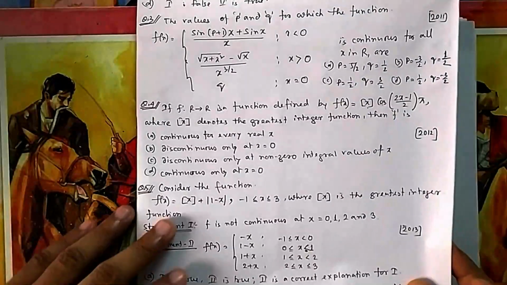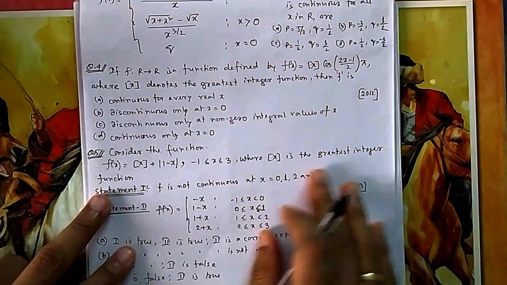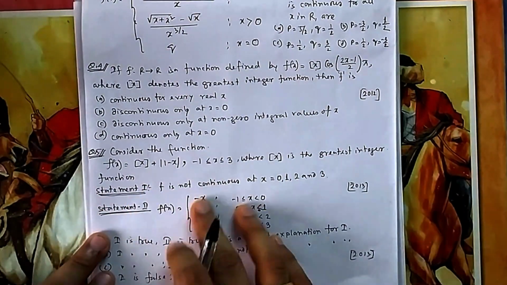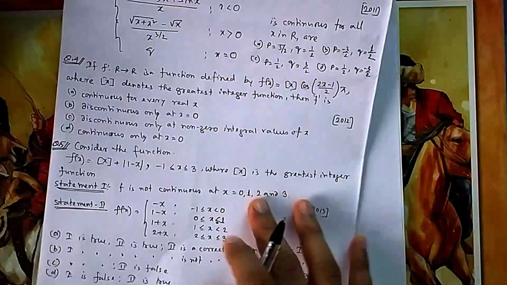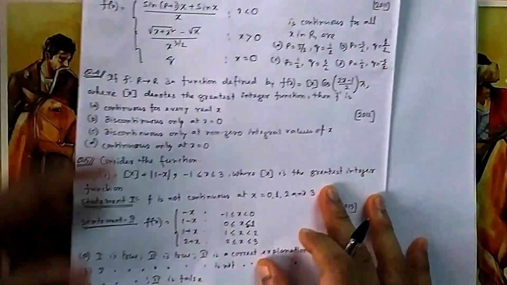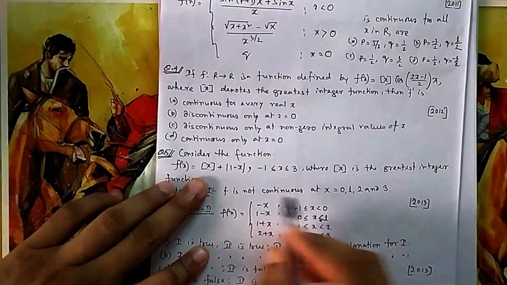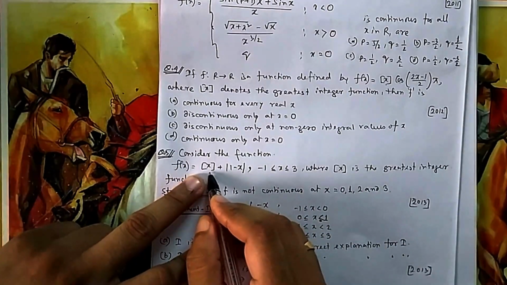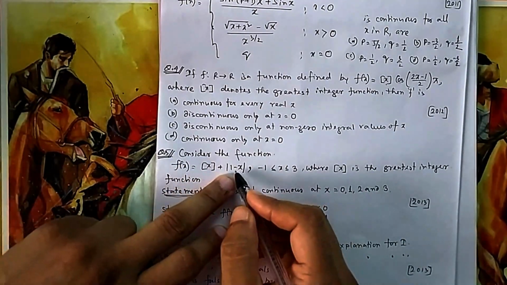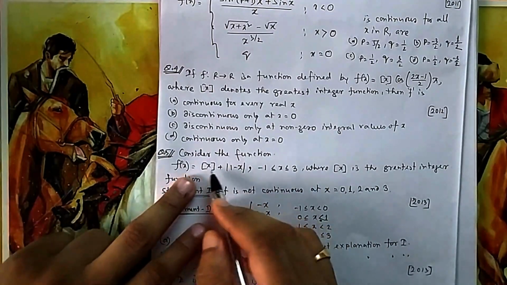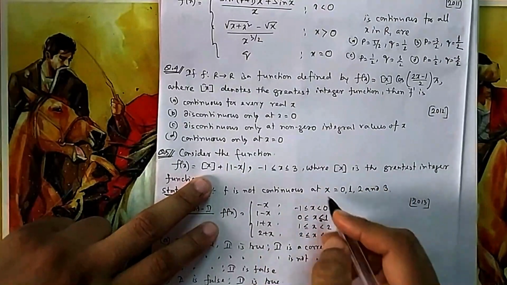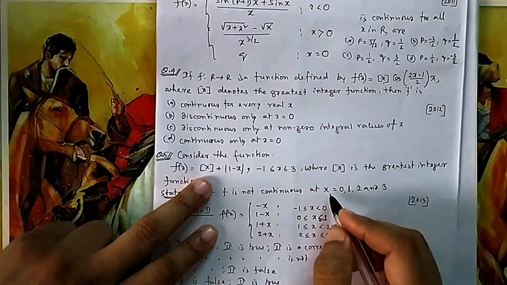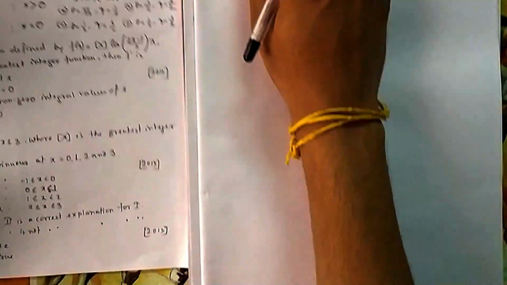Now in question number 5, consider this function, where [x] is the greatest integer function. They are asking whether the function is continuous or not, so we have to check that. You can already see that at these integer points it is discontinuous. So if you add something continuous plus discontinuous, that will be discontinuous. You can check one by one, that is no issue. If you check only one, then you will get it.